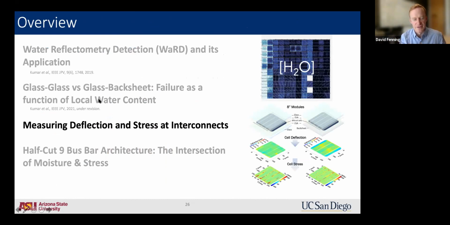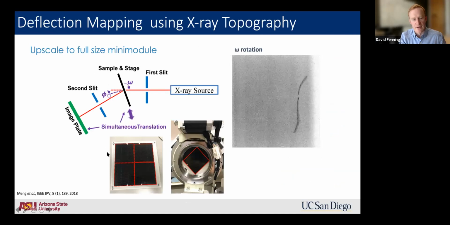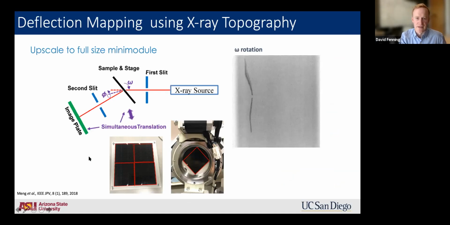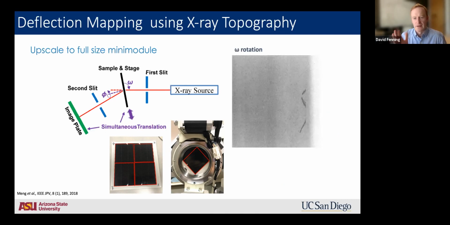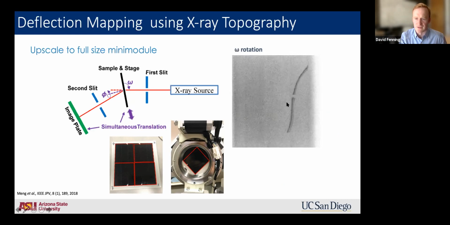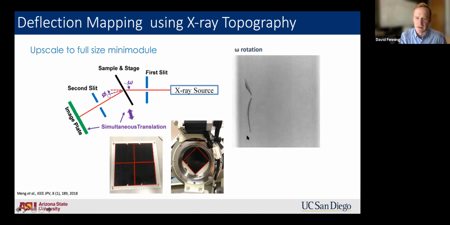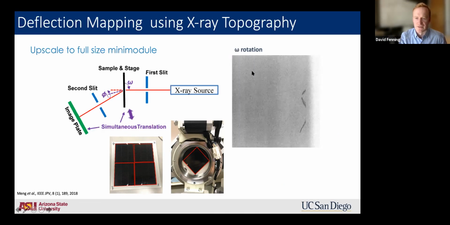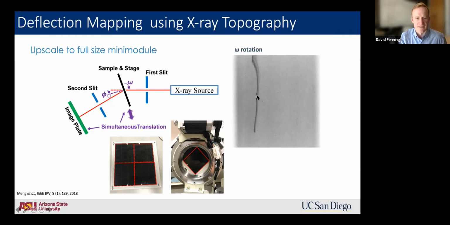I want to try to change gears a little bit and take a look at measuring deflection and stress in mini modules here with an example on interconnects, and then we'll pair the two together. So the Bertoni group at Arizona State has developed an X-ray topography technique where a mini module is rotated through the Bragg condition on a motorized stage. As the module is rotated, the location of the crystal within the mini module as a function of position can be extracted from the Bragg diffraction that you're seeing in the detector on the right-hand side.